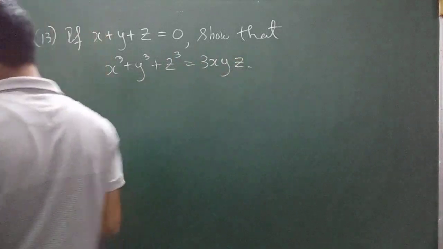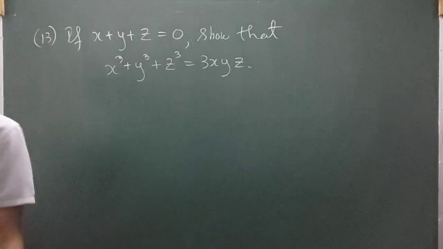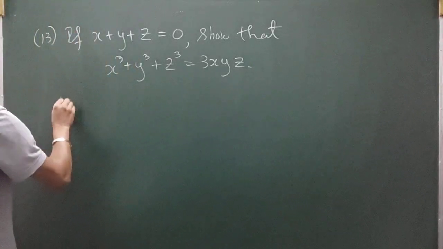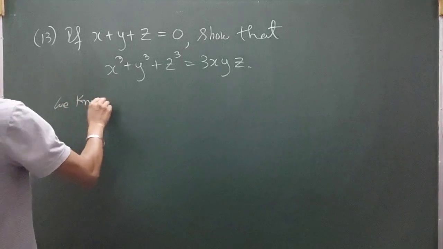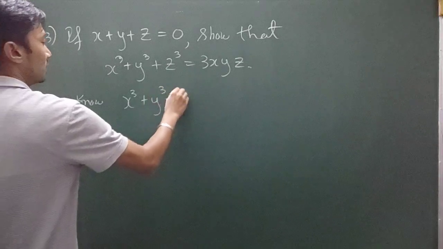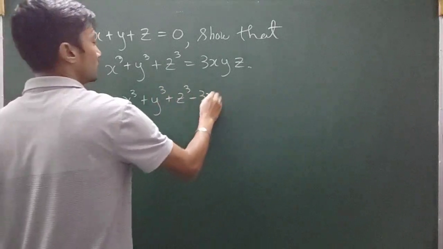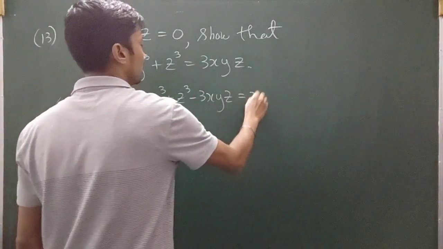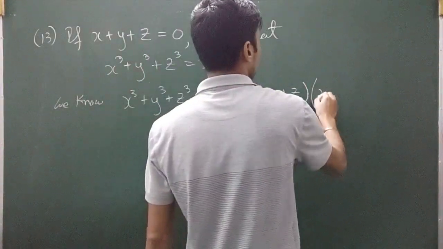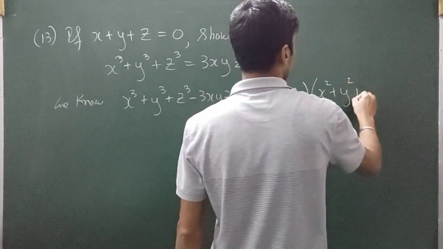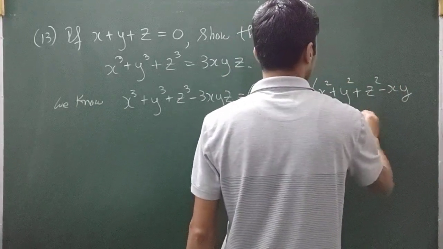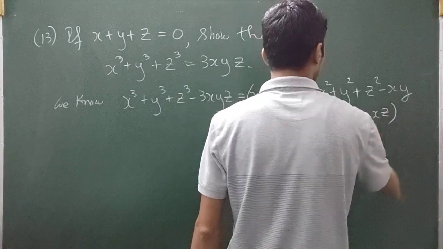Do you remember? I have already proved this in the beginning of this class, but let's prove it again. We know x cube plus y cube plus z cube minus 3xyz is equal to x plus y plus z into x square plus y square plus z square minus xy minus yz minus xz.